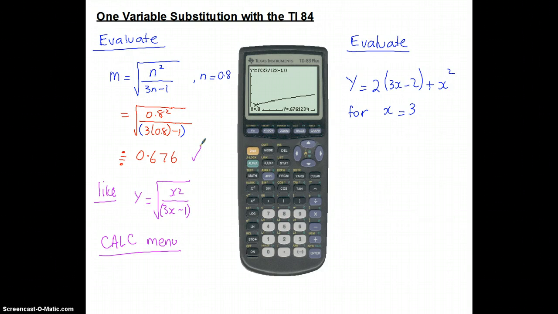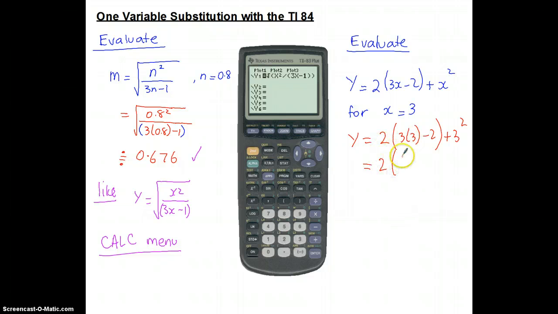Okay, let's go and do another one. Let me go up to here. This time, you could substitute that in. Well, let's go and do a quick substitution. y equals 2 outside of 3 times 3 minus 2 plus 3 squared. Let's do this one by hand. We've got 2 outside of 9 minus 2 plus 9. 9 minus 2 is 7, so we've got 2 times 7 plus 9. 14 plus 9 is 23. So we've got a value of 23.